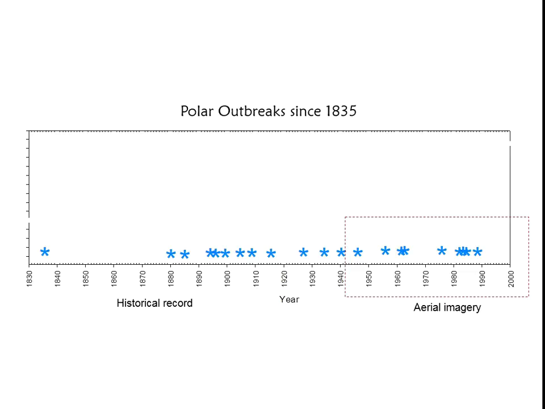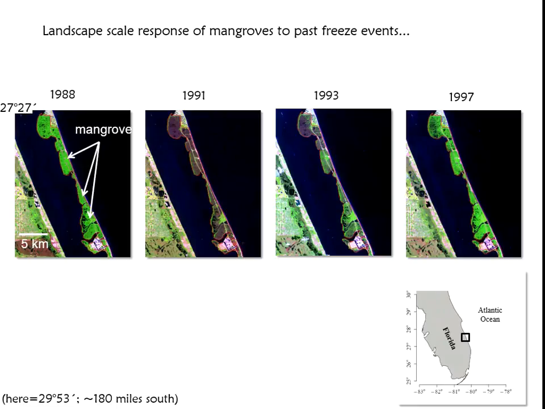So the most recent impact freeze was in 1989. Kyle put together a series of Landsat images. This is just before the freeze. Right up here is Fort Pierce Inlet. So you can see it's all green. That's all mangrove swamp there.